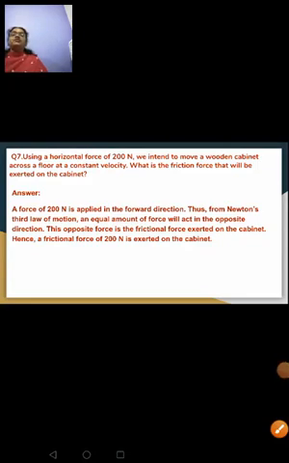Using a horizontal force of 200 Newton, we intend to move a wooden cabinet across a floor at a constant velocity. What is the frictional force that will be exerted on the cabinet?